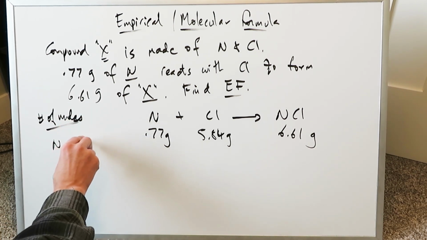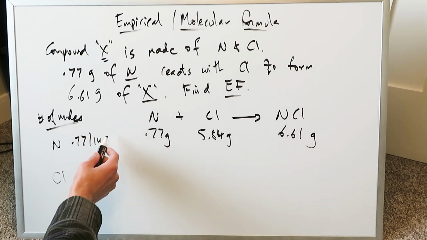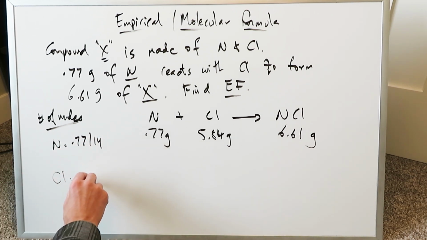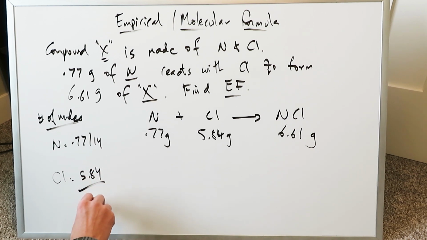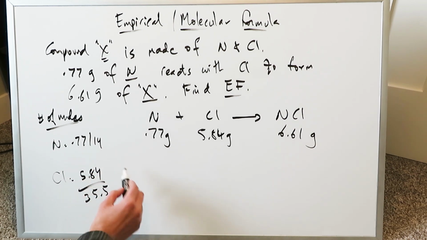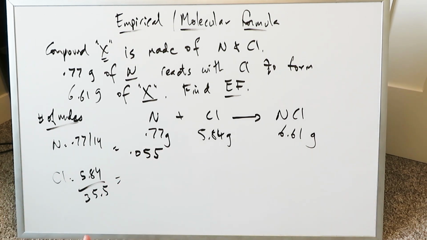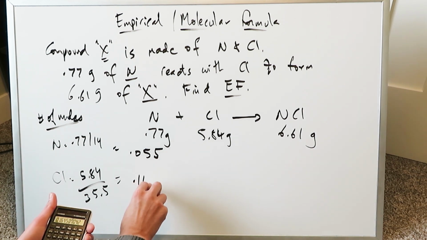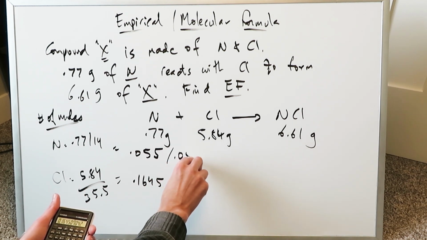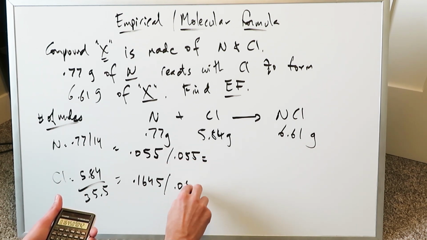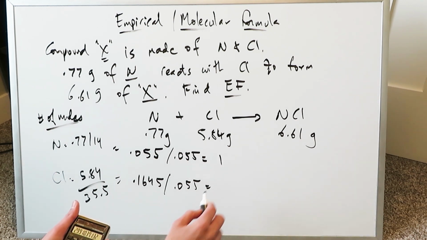The number of moles will help you determine the ratios that are involved. For nitrogen, you have 0.77 divided by 14, the molar mass of nitrogen. For chlorine, you have 5.84 grams divided by 35.5 grams per mole. And you can determine what the values are here. For nitrogen, you have 0.77 divided by 14. You get here 0.055. For chlorine, you do 5.84 divided by 35.5 and you get 0.1645. This is a smaller number, so you'll divide everything by that smaller number and see what happens. Here you get 1, here you end up getting 3.